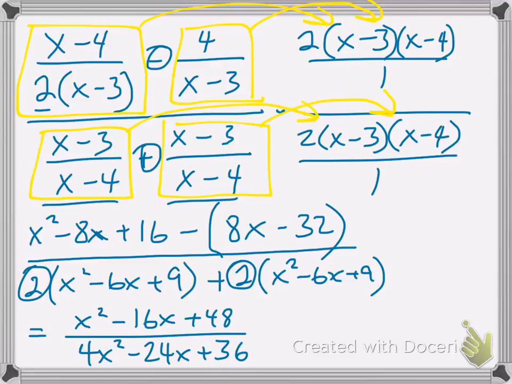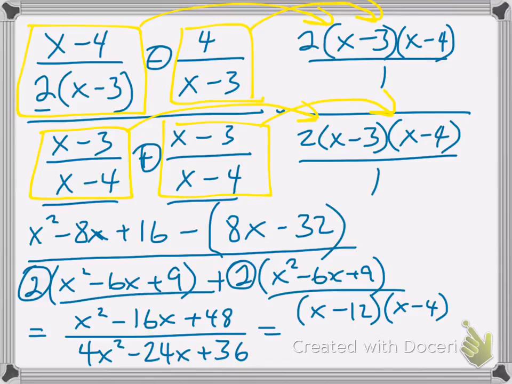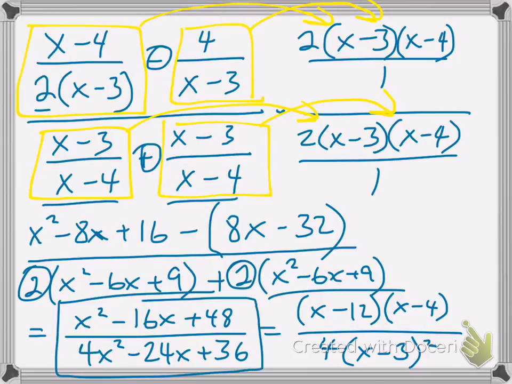With the bottom? Oh, wait, no, you're talking about the bottom. The top will factor as x minus 12 times x minus 4. And the bottom is going to factor as 4 times x minus 3 squared. Nothing's going to cancel, so you can just leave it like this. Could you do it and leave it like the other one? Yeah, if you factor it out, that's fine too.